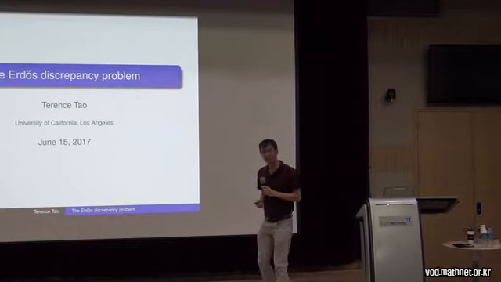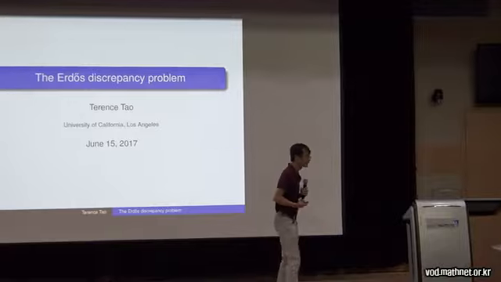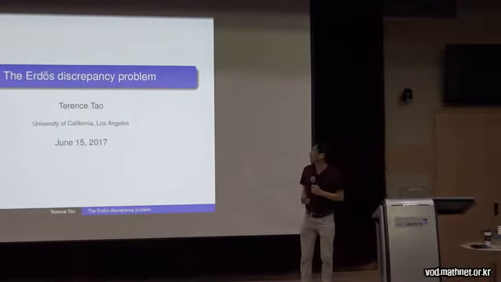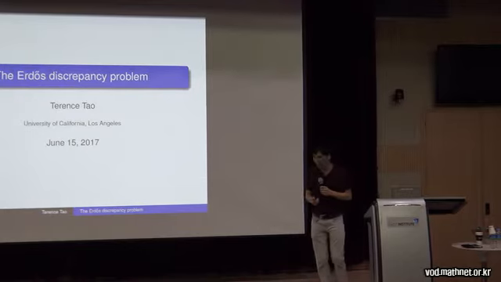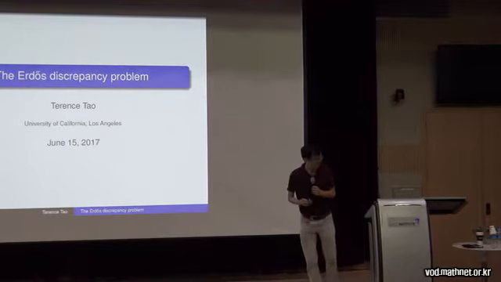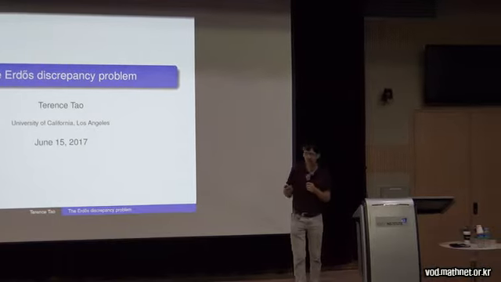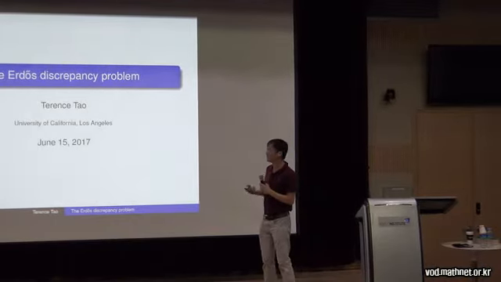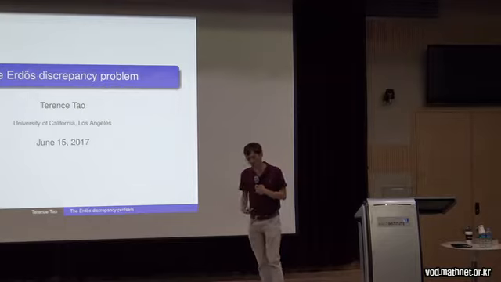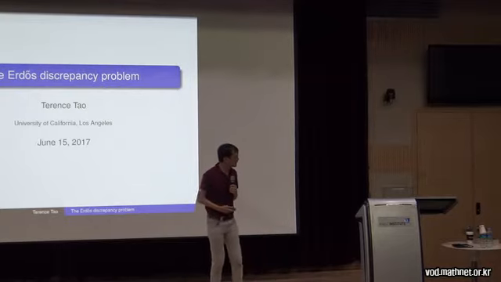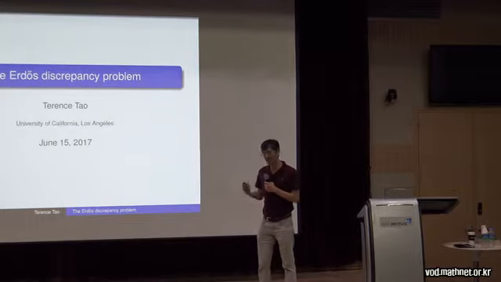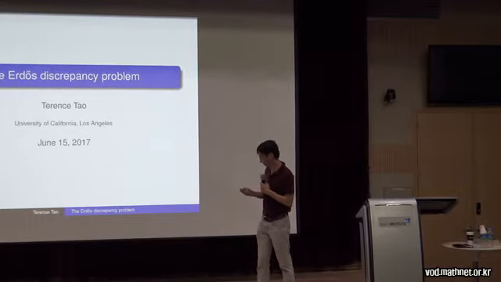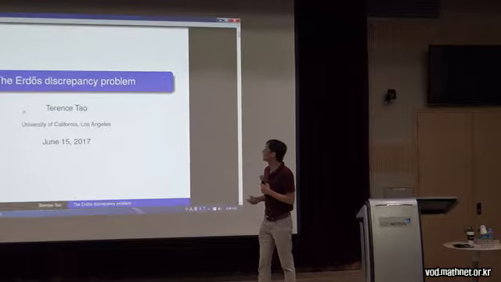Okay, so I'll be talking about a problem in combinatorics, the Erdős discrepancy problem that I worked on a few years ago and actually managed to solve. And the solution ended up being rather interesting, I thought. It is a problem in combinatorics. But to solve the problem, we needed to introduce ideas from number theory, from probability, even information theory. So in many ways, I find the solution a bit more interesting than the problem, actually.